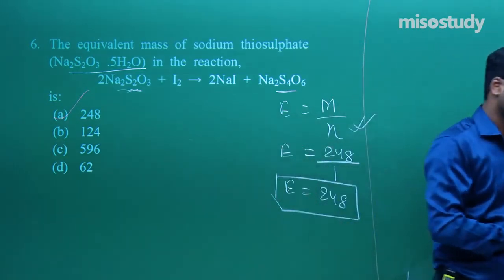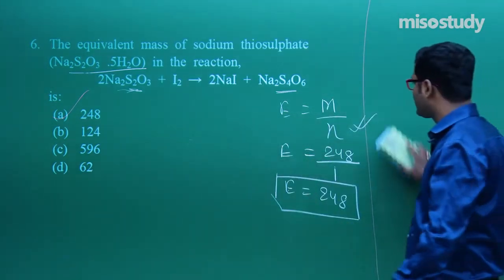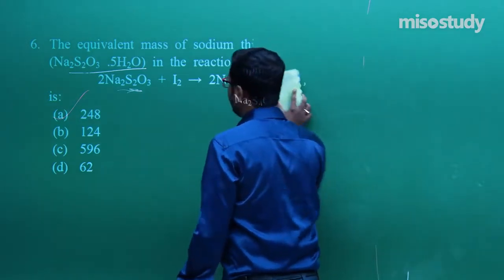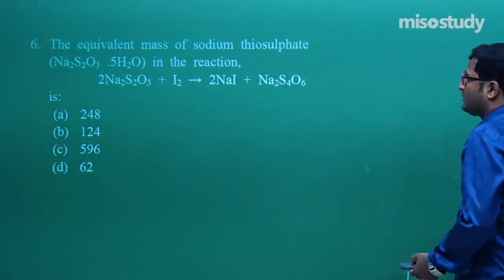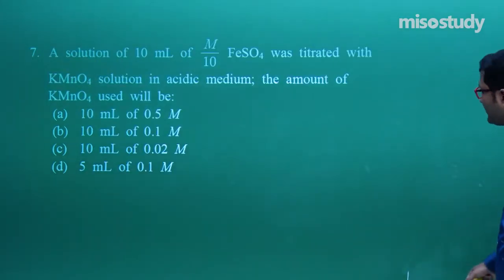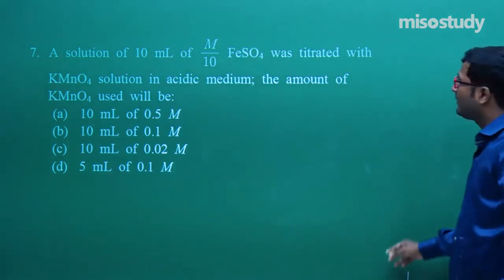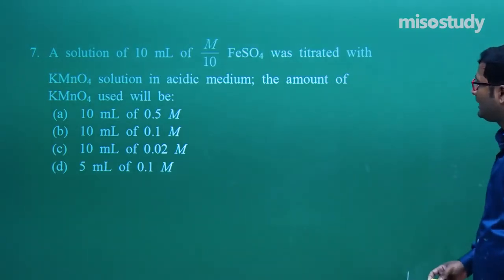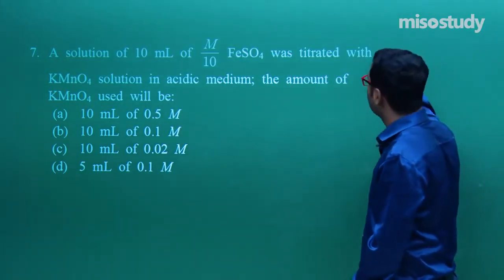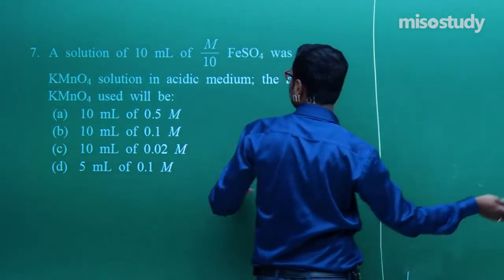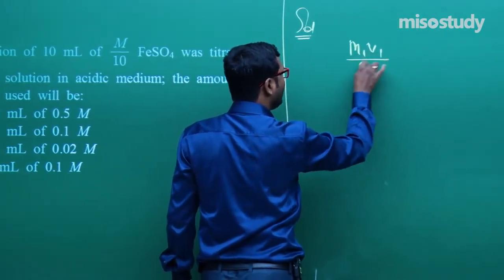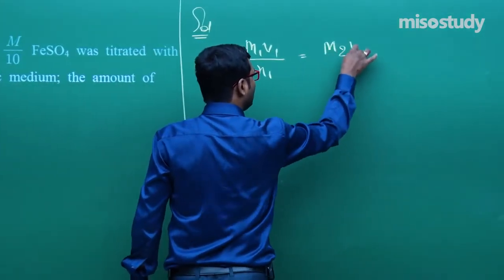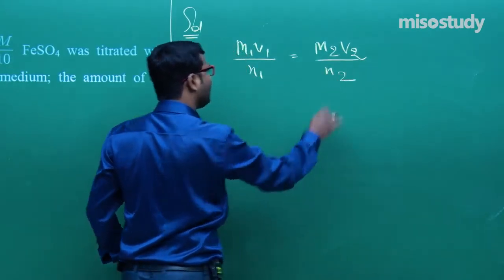Okay, friend? So friend, let's move to the next question. Now wait for a moment, give me a few seconds. Now what is the next question? Wait for a moment. The next question is, a solution of 10 ml of M by 10 FeSO4 was titrated with KMnO4 solution in acidic medium. The amount of KMnO4 used will be, that is when complete neutralization takes place. So we know we have to apply the formula M1V1 upon N1 is equal to M2V2 upon N2. This is the formula, friend.